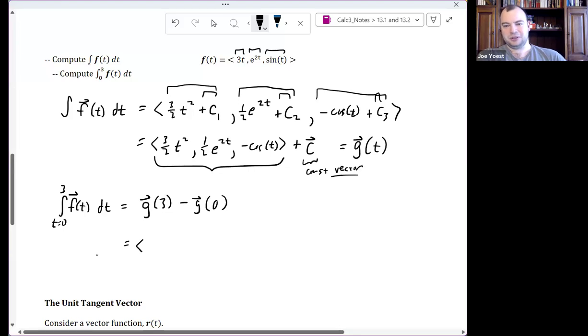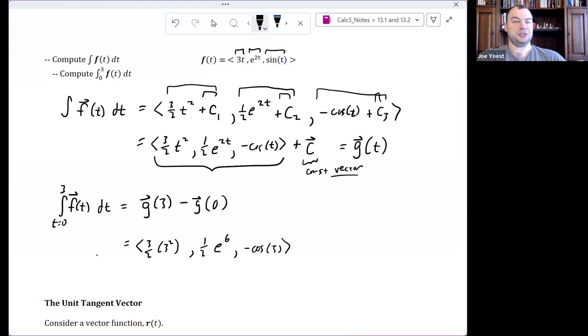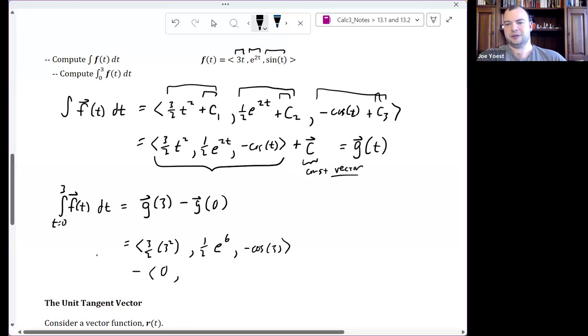So what's this going to be? This is going to be 3/2 times 3 squared, comma 1/2 e to the 2t, or e to the 2 times 3, e to the 6, comma negative cos of 3. That's g of 3, and then minus g of 0. Well, 0 squared is 0. We get a 1/2 e to the 0, just a 1/2. And a negative cos of 0, that's a -1.